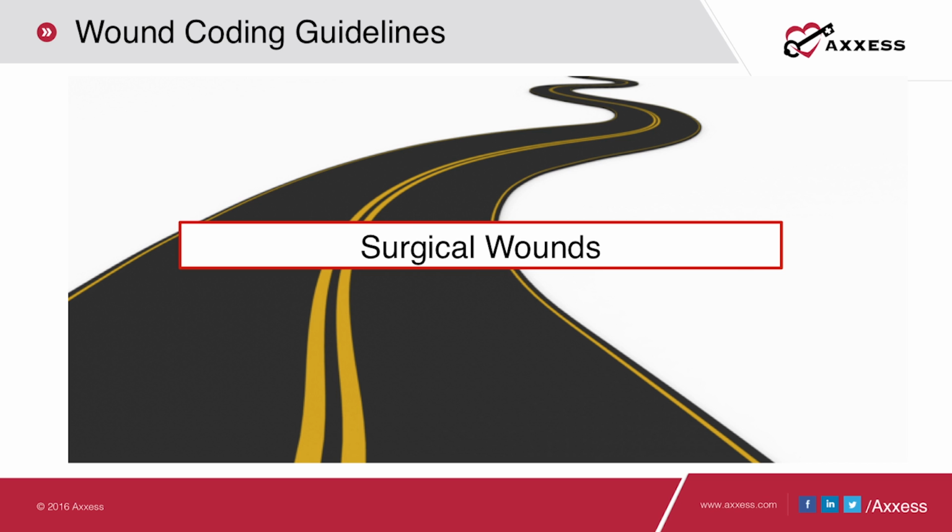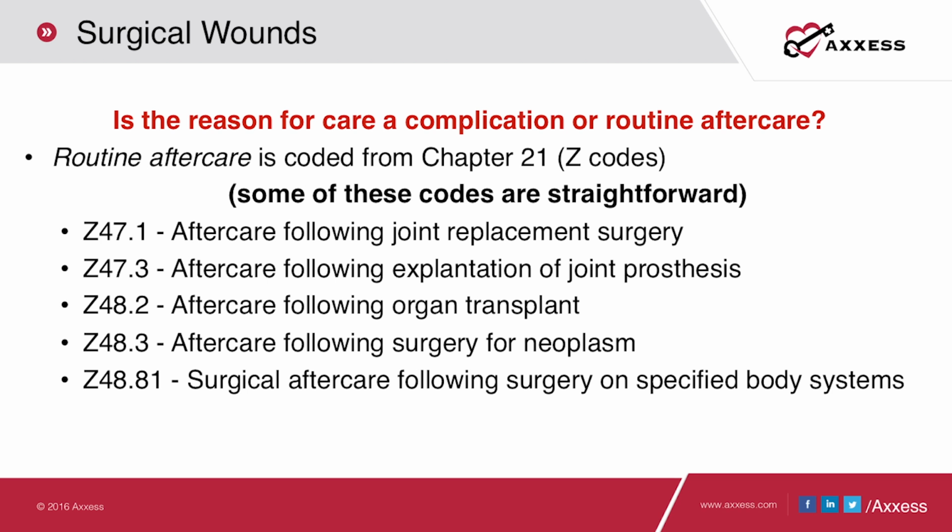Okay, let's talk a little bit about surgical wounds. Now, when you're talking about surgical wounds, depending on how quickly after surgery that you get the patient, you may not really know if you're doing wound care because there's a complication or if it's just routine aftercare. So you may have to find out if it's not in your documentation. You may need to query the physician. But the first thing you need to know is if the reason for care is due to a complication of surgery or is it just routine aftercare, because you're going to code very differently depending on what's going on.